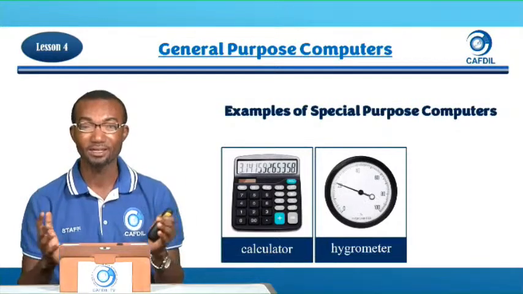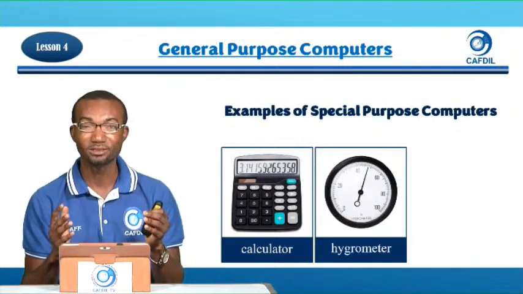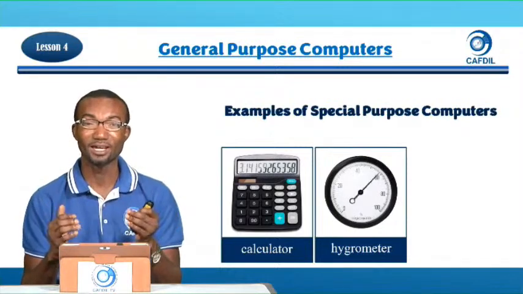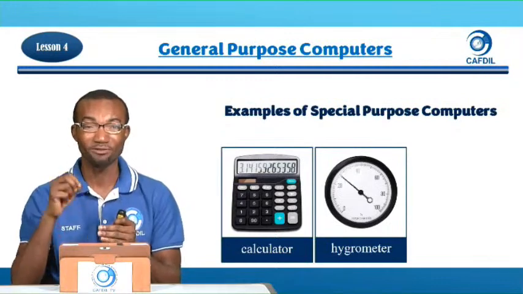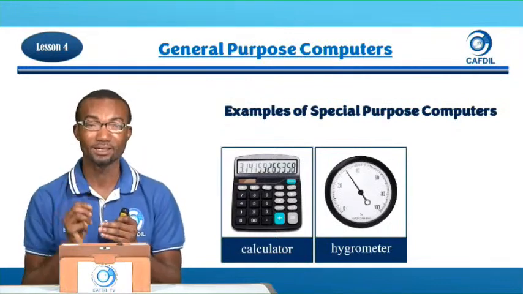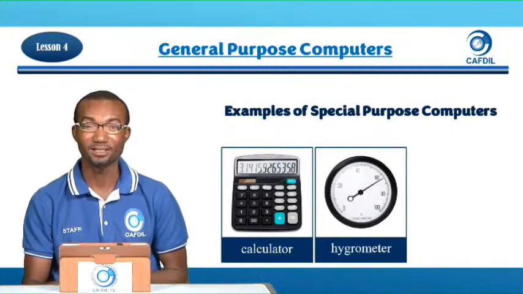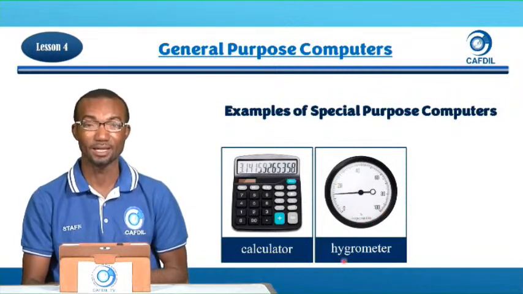We have air in our atmosphere, and this air is made up of nitrogen, oxygen, argon, carbon dioxide, and also water vapor. And this device, the hygrometer, is used to measure the amount of water vapor in the air.